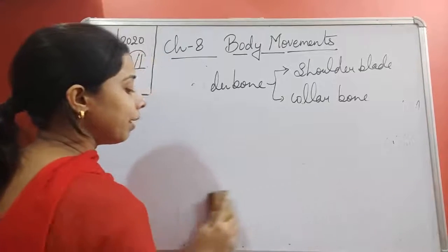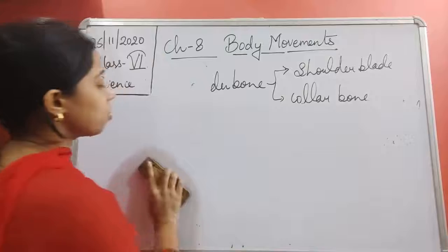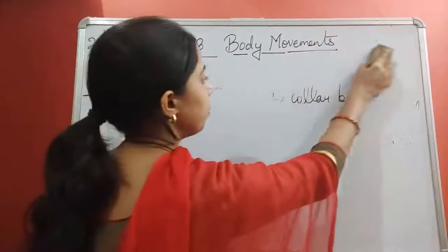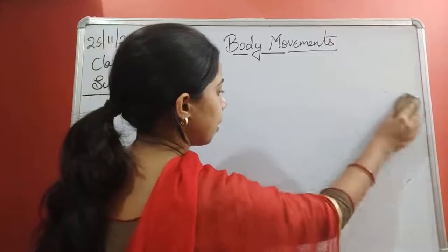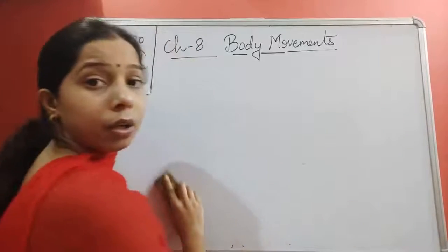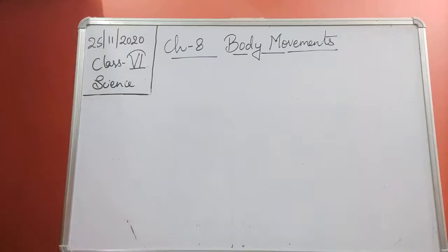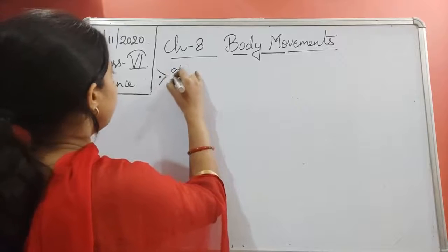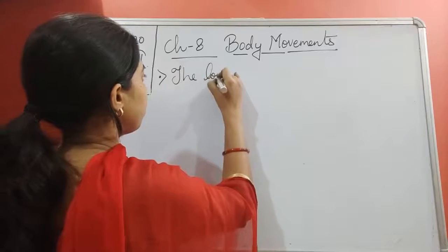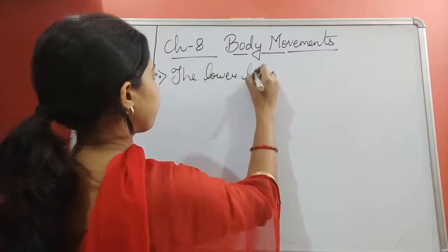Basically forelimb and hind limb we use for the animals. So here in the case of a human being, we can also use it as upper arm and lower arm. Now, upper limb or lower limb. So the next one is about the lower limb.